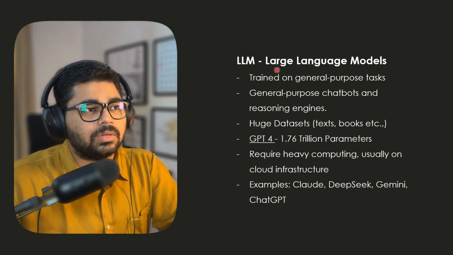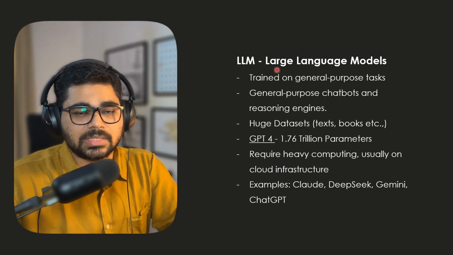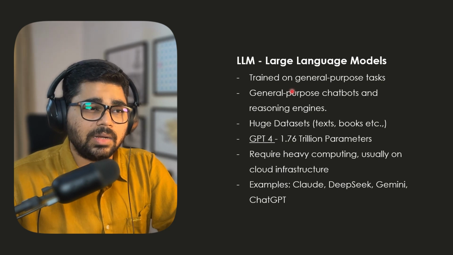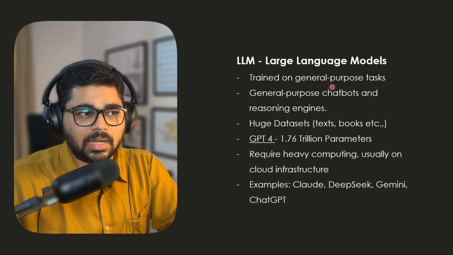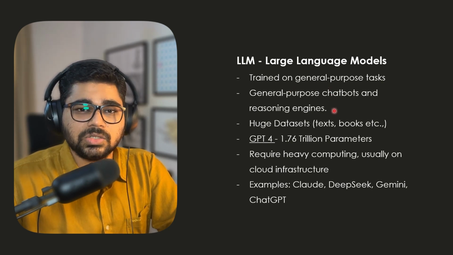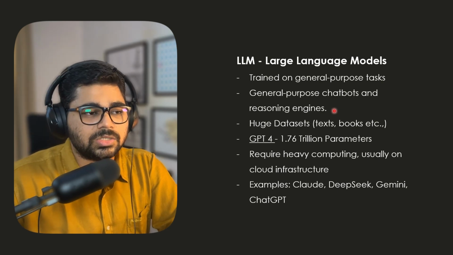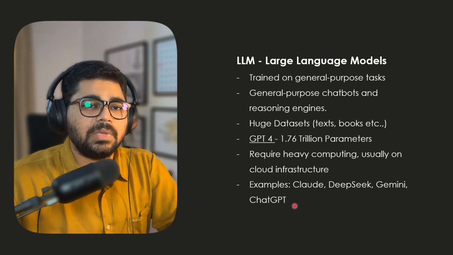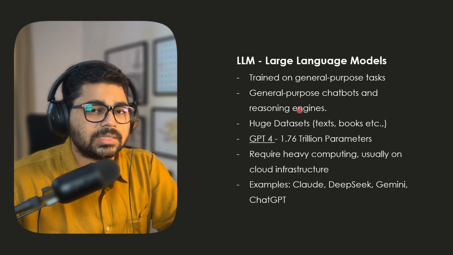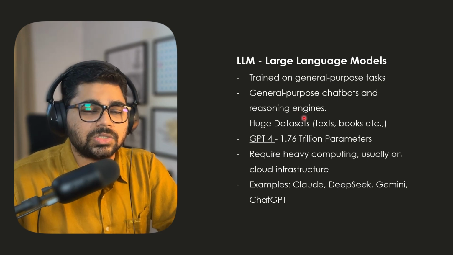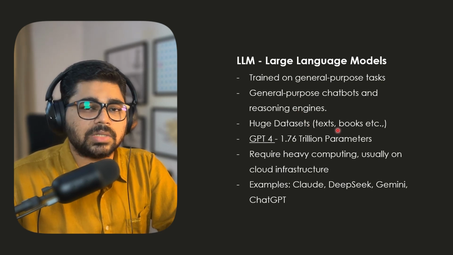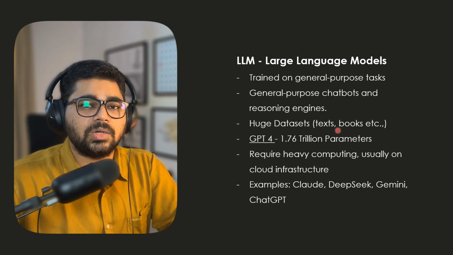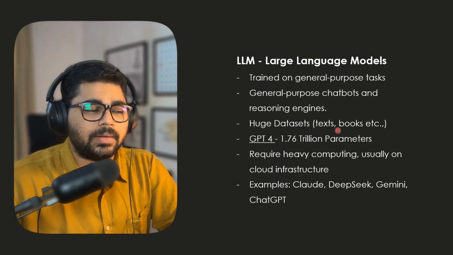Okay. So large language models, or basically LLMs, have been trained on general purpose tasks, right? So you have these reasoning engines, let's call them that right now, like Claude, DeepSeek, Gemini, ChatGPT, which have been trained on a huge data set. It could include any conversations on the internet, textbooks, and that's why they're able to answer you quickly when you ask a question, right?